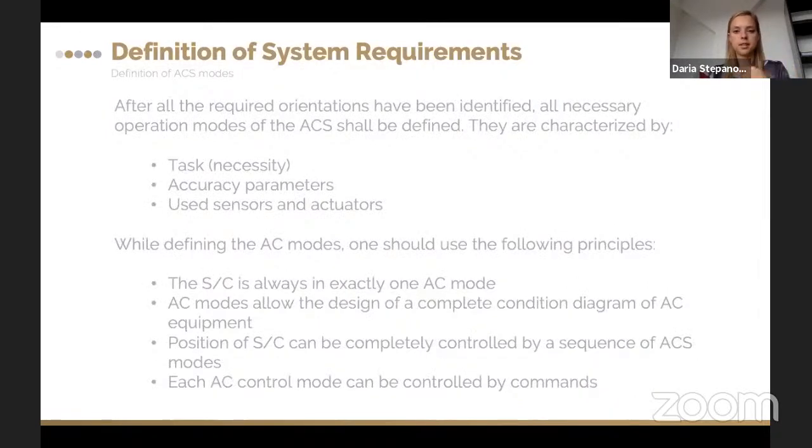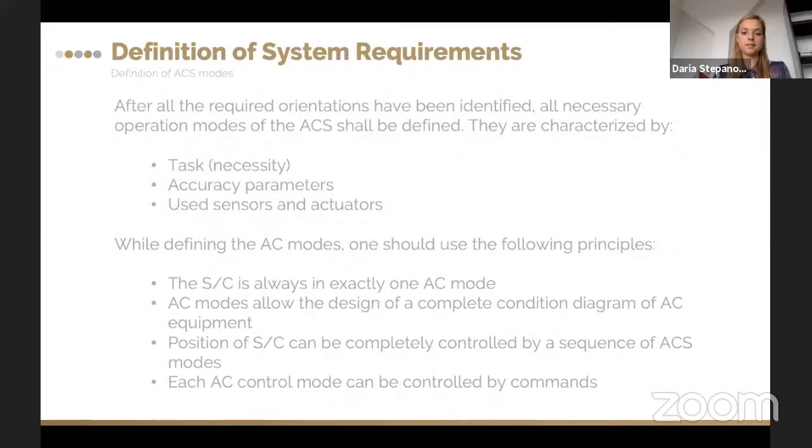In the design process, after all these orientation states were defined, operational modes of the attitude control system shall be defined. There are 3 characteristics of that. First is the task, what this attitude control mode is required for. This includes downlinking, targeting some field or some spot on the Earth for imagery, and so on. Accuracy parameters, so how accurate the pointing shall be, and which sensors and actuators can be used in the satellite.